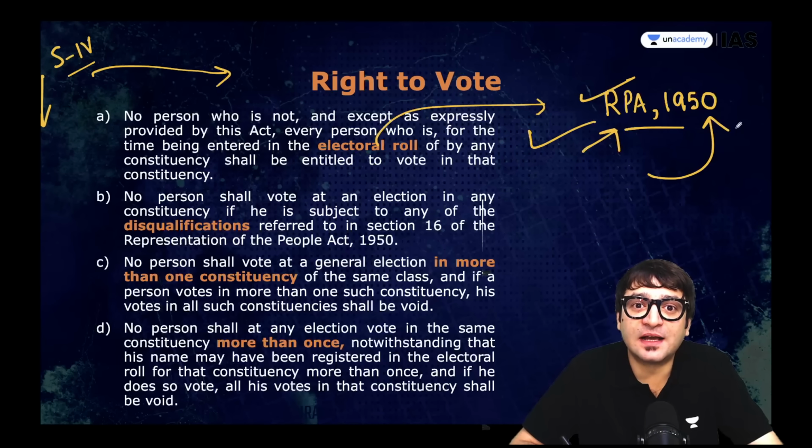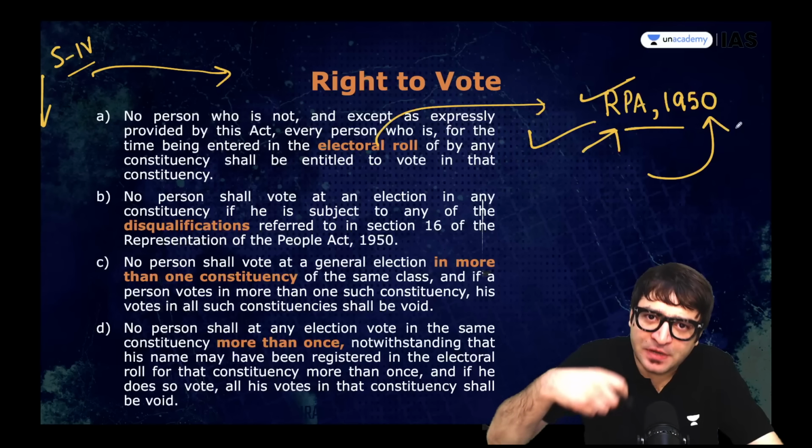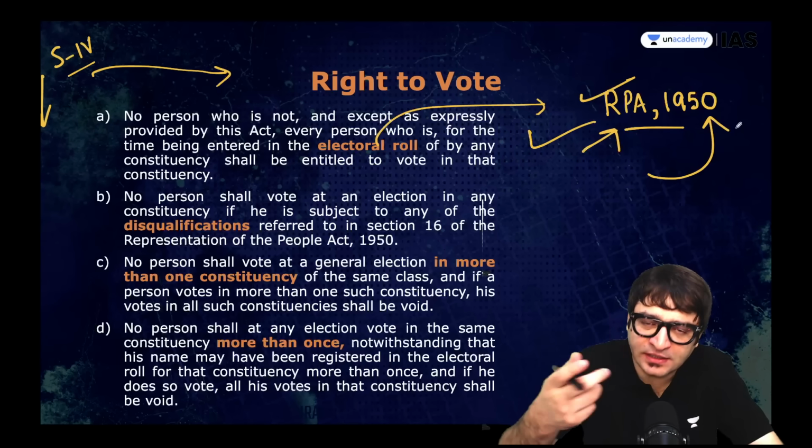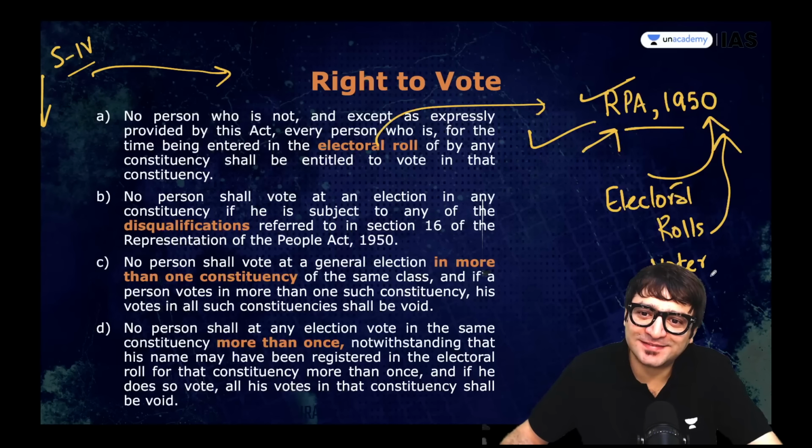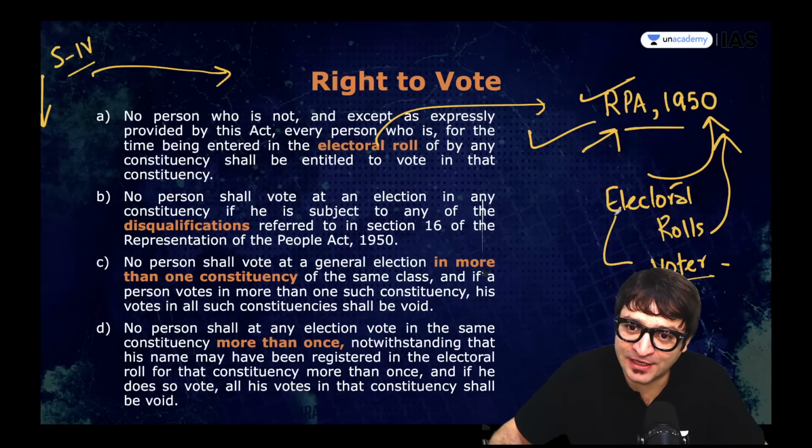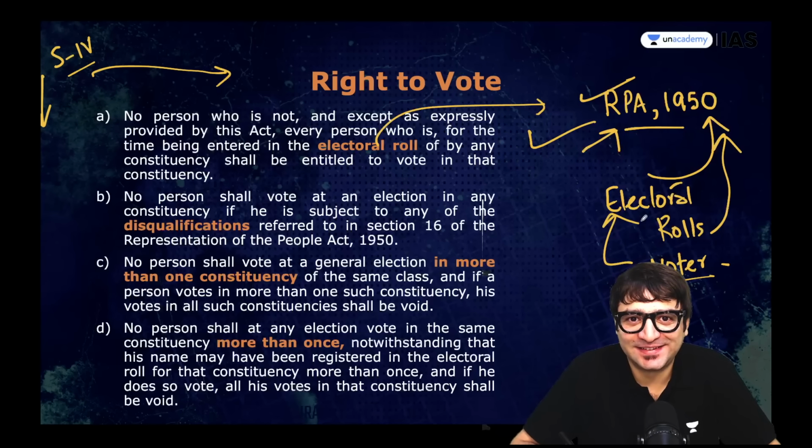Right now, SIR, Special Intensive Revision, is going on in UP, Tamil Nadu, and previously in states such as Bihar. Revising and preparing electoral rolls, who are the people involved in the preparation of electoral rolls? That is mentioned where? In the Representation of the People Act 1950. Qualification of a voter, those who can be added to these electoral rolls, where is it mentioned? Representation of the People Act 1950.